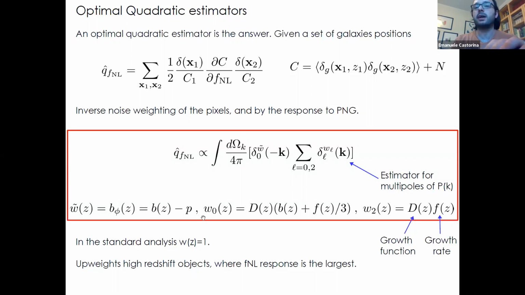At the same time, we said that we want to downweight the Gaussian piece. And so technically what happens is that you need to multiply the Gaussian piece by the growth function, D of z, which is a decreasing function of time. This is exactly what these two sets of weights, one for the monopole and one for the quadrupole, are going to do for us. Whereas in the standard way of measuring the power spectrum, you set all these weights to 1. I'm going to refer to the standard case as FKP analysis, by Feldman, Kaiser, and Peacock, who set this up. Of course, there are weights in the FKP, but those are not signal weights for FNL.